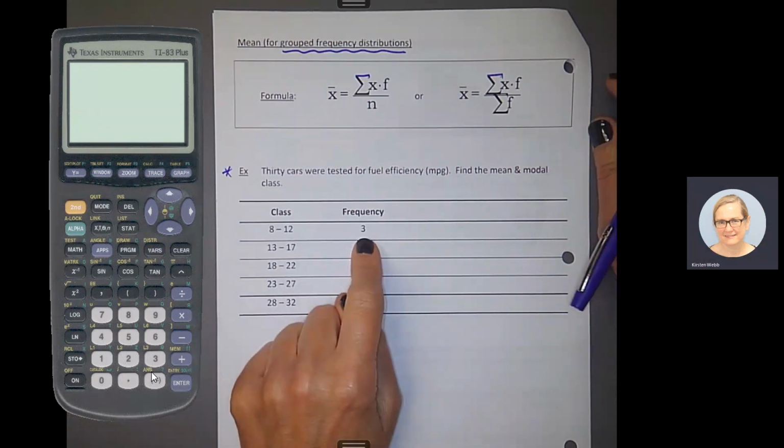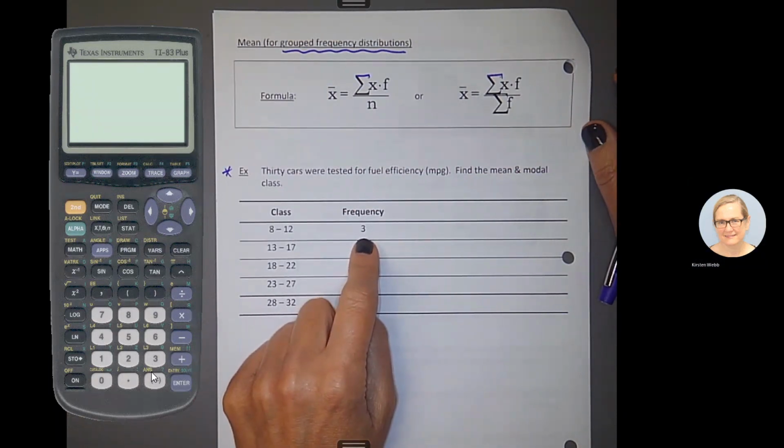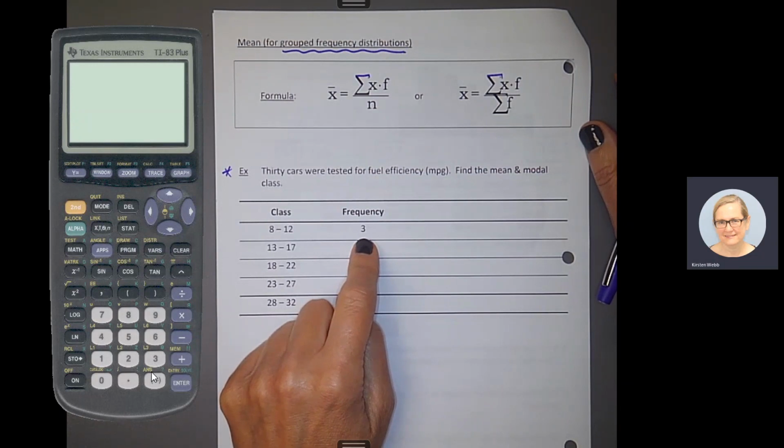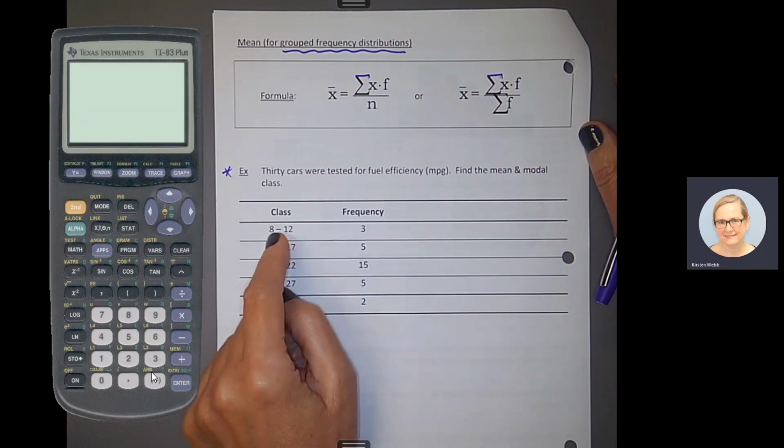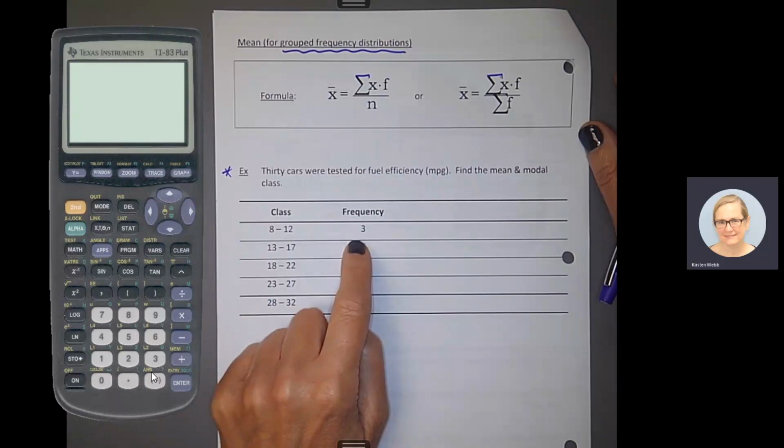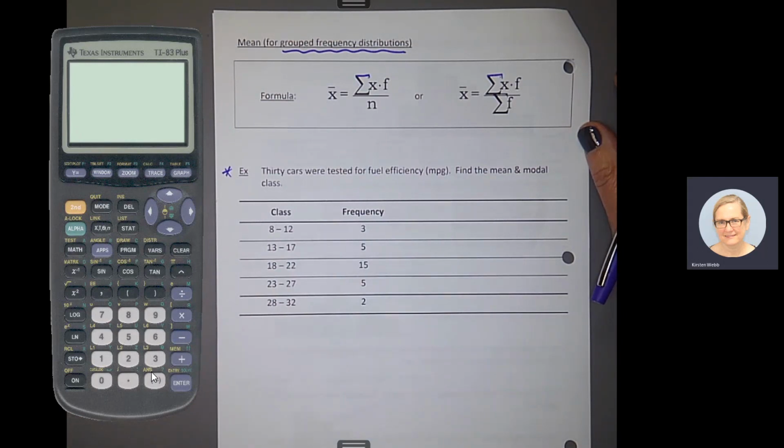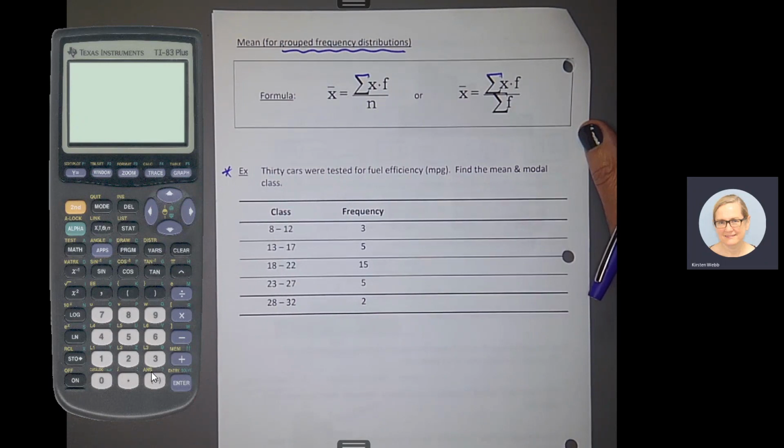What is this 3 right here telling us? 3 of the cars had what? 8 to 12 miles per gallon. Can you tell me exactly what those 3 numbers were? We don't know, do we? So we've lost a little bit of the detail. We can still approximate the mean. We just can't do it exactly the same way.